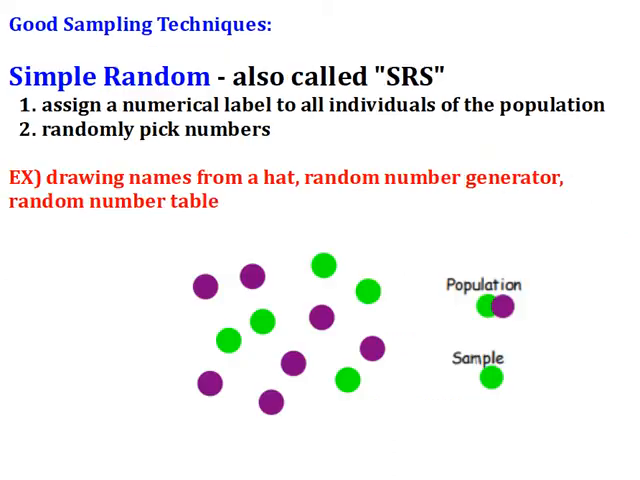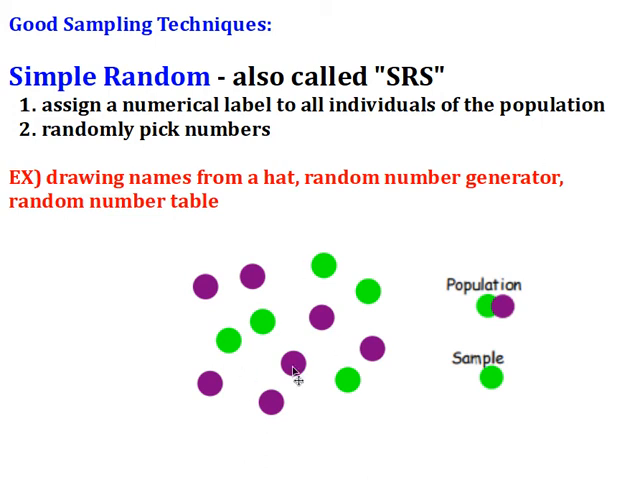The first one we want to talk about is going to be a simple random sample. It's called SRS for short. And the first thing that you would need to do for a simple random sample is to assign a numerical label to all individuals of the population and then randomly pick numbers. So I might pick names from a hat. I might use a random number generator. I might use a random number table. I'm typically going to assign students or a group of people numbers and then use some kind of random generator other than myself to pick the names.